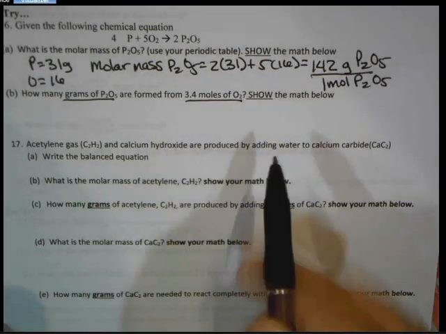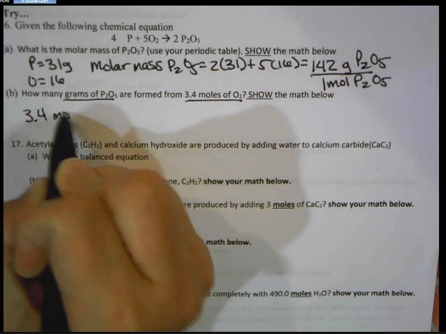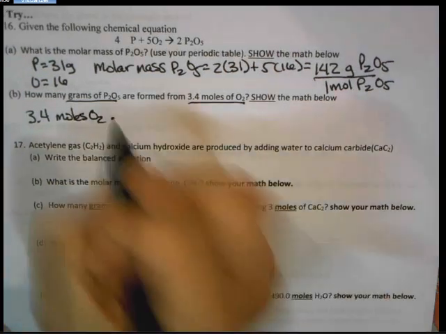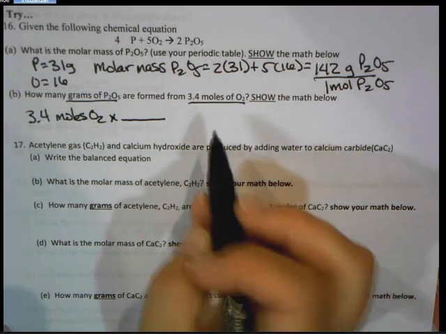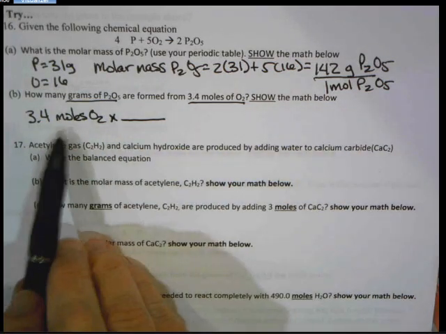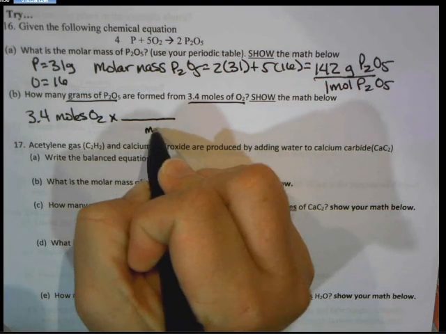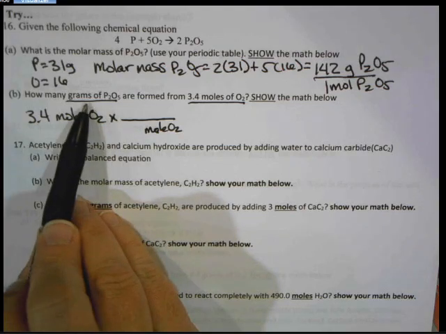I start with my given. That's my first thing. So I'm going to write 3.4 moles of oxygen. Then I'm going to multiply. Remember, my next thing is my mole ratio. I have moles of oxygen, so I'll put those on the bottom. The units I have go on the bottom, and the units I want go on top.